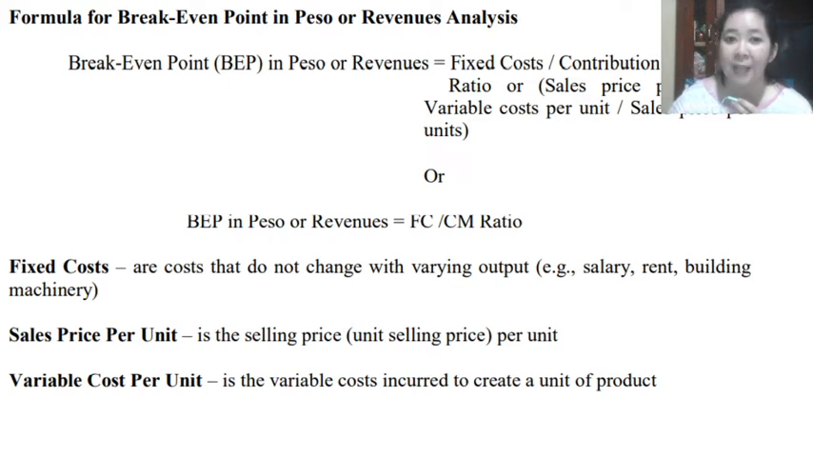Your sales price is your selling price per unit. Variable cost is the cost that is incurred once there is production, so it goes along with the production.